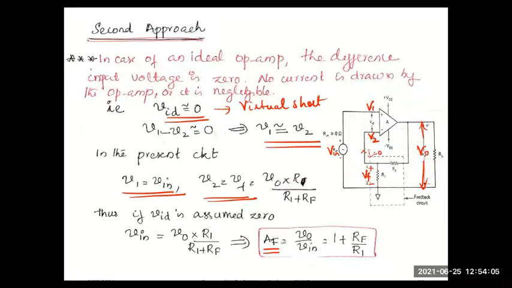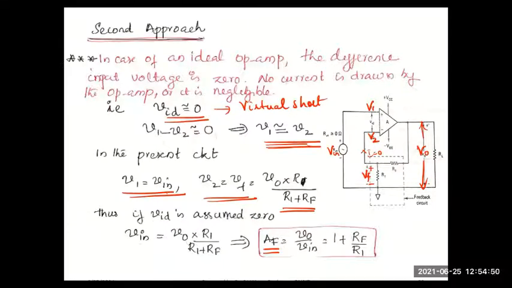The voltage Vf will be R1 into V0 by R1 plus Rf, using the voltage divider rule, right? R1 into V0 by R1 plus Rf. Now, if you assume this VID as 0, you can write V1, which is nothing but V in, is equal to V2, as we have already shown. V1 equal to V2. So V in is equal to V2, which is Vf, right? The voltage coming to the inverting terminal, which is V0 R1 by R1 plus Rf.